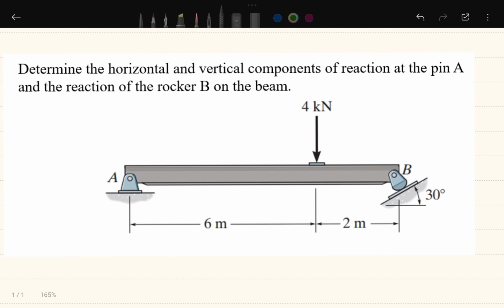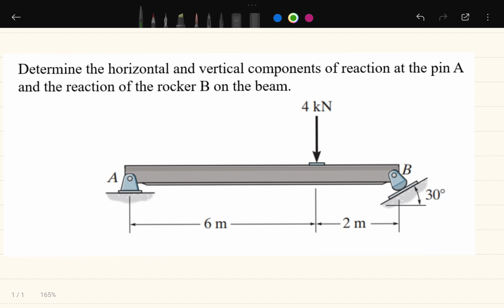Let's solve this basic problem that says determine the horizontal and vertical components of reaction at pin A. So our pin A is right here, and the reaction of the rocker B on the beam. So this is our rocker B. Okay, so we already know one is a pin joint support and the other is the rocker support.